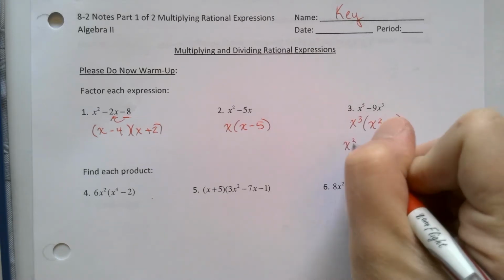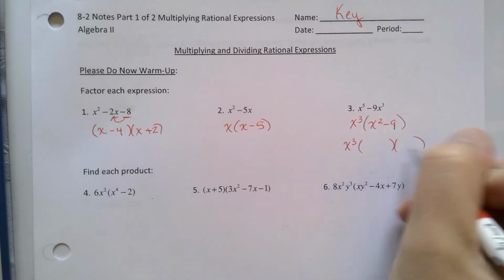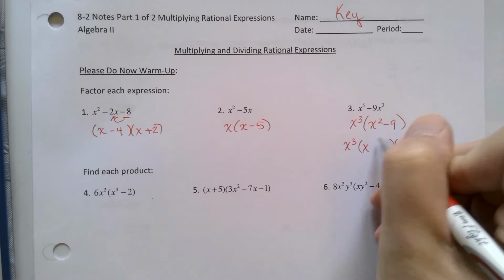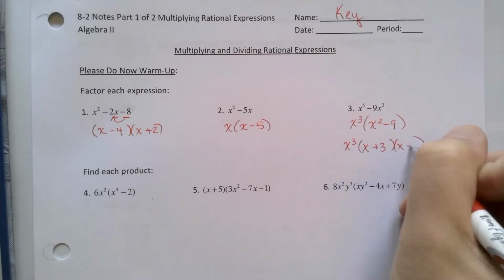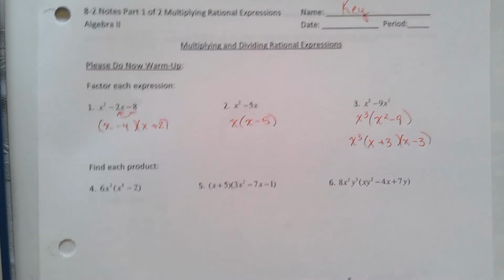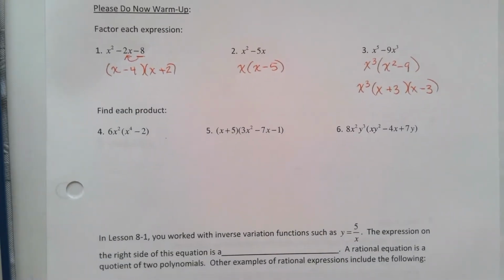So x to the third, two sets of parentheses, x times x, we want factors of -9 that add up to 0. So +3 and a -3. And again, you can go in and double check that to FOIL it. All right, the next couple problems are finding the product or multiplying.